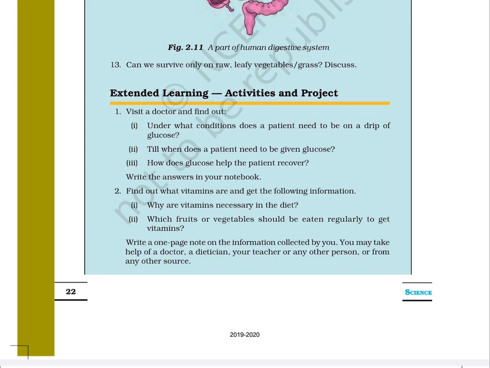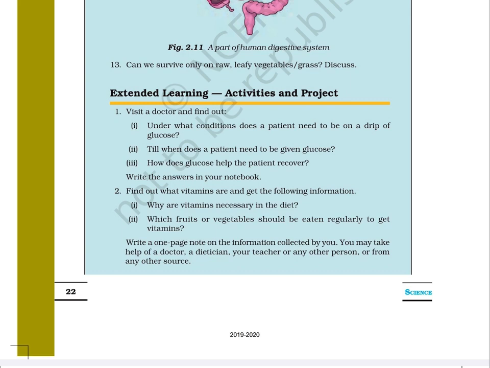Extended learning, activities and project. 1. Visit a doctor and find out. 1. Under what conditions does a patient need to be on a drip of glucose? 2. Till when does a patient need to be given glucose? 3. How does glucose help the patient recover? Write the answers in your notebook.